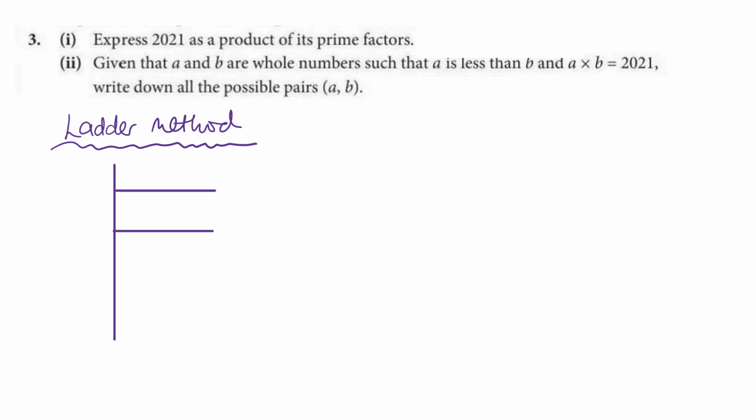So 2021, if you divide by 45, of course you won't get a whole number. 2021 divided by 44, again it's not. 2021 divided by 43, yes, you will get 47.